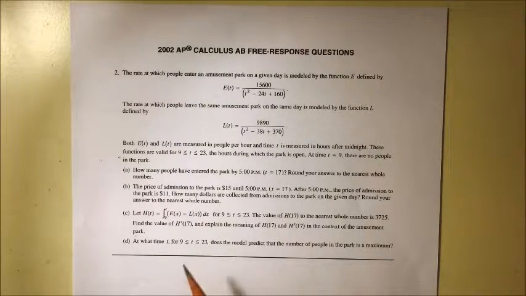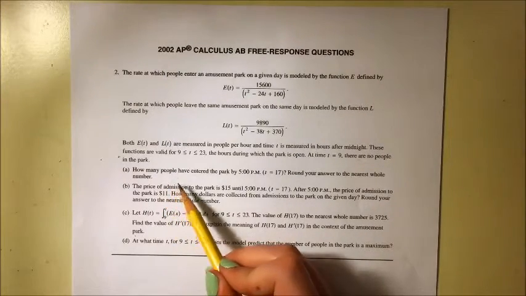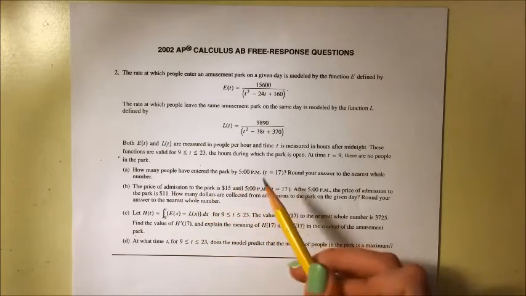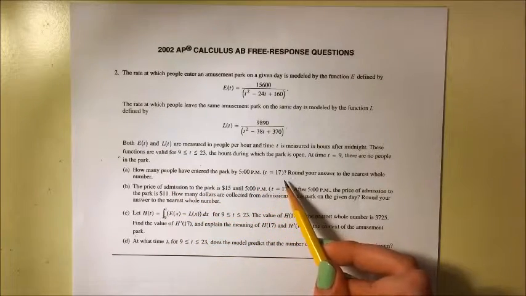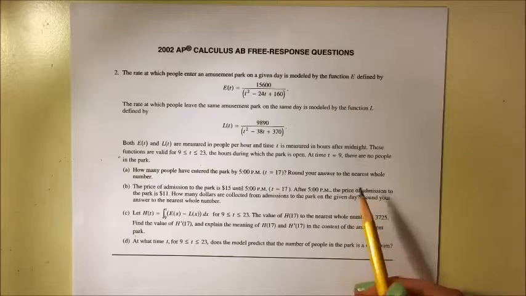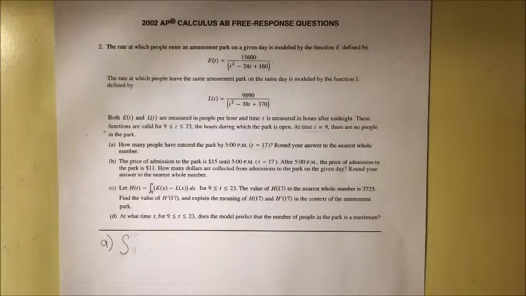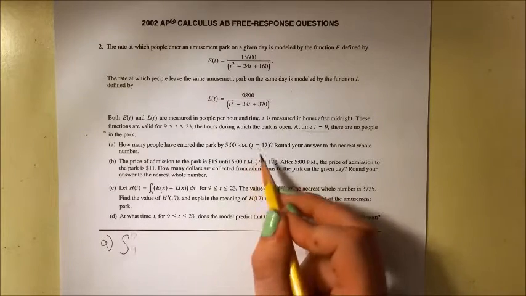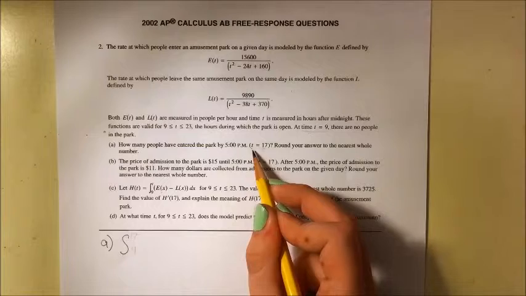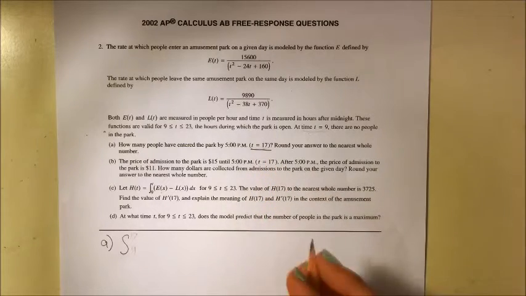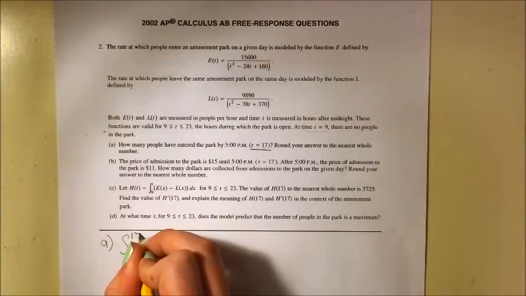Part A is fairly straightforward. It asks you how many people have entered the park by 5 p.m., which is when t equals 17. You can find this answer simply by using an integral. Let's get started by determining the limits that you will apply to your integral. Part A asks us to evaluate at t equals 17, so we know that will be the ending point of our limits.